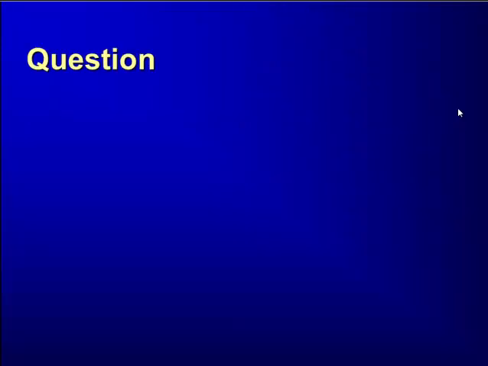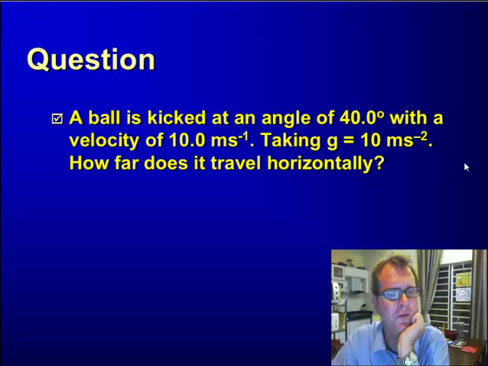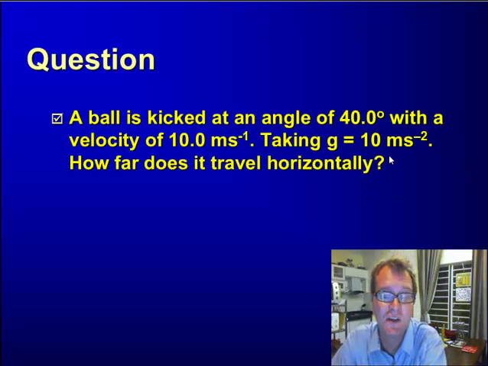Let's see if you can do a question now. A ball is kicked at an angle of 40 degrees with a velocity of 10 meters per second. Taking g equals 10 meters per second squared, we're just using that simplified value here for these calculations, how far does it travel horizontally? So think about how you're trying to answer this question. Pause, answer the question, and let me take you through how I'd recommend you do it.